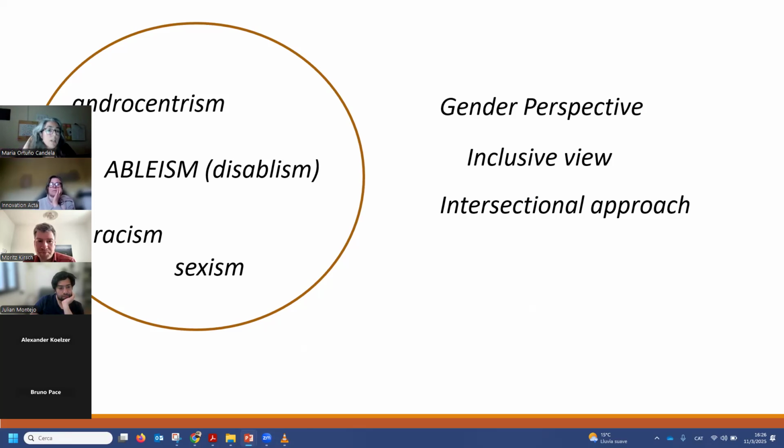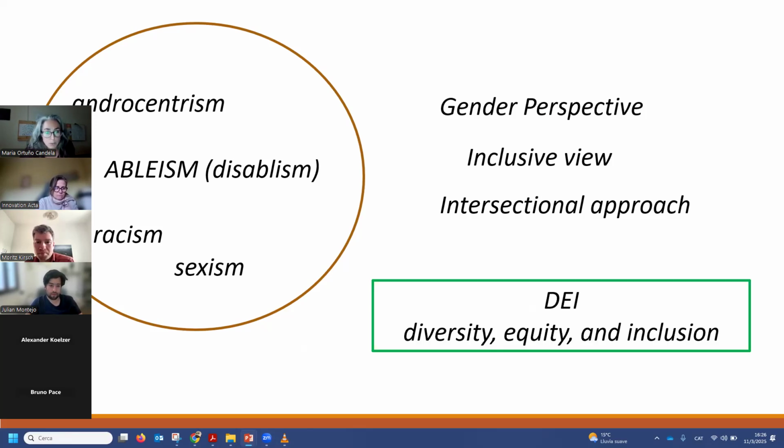So this being said, we have to include more terms when we do things, not only avoiding androcentrism, but also ableism, racism, sexism, and as a counterpart, the words that we have to include or the strategies are inclusive view, intersectional approach. For me, it doesn't have any value to include women if we don't include other minorities or other ways to be in life. That's important, and it's the only way. It loses value if we only focus on men and women.